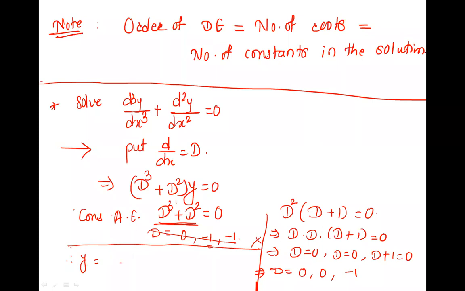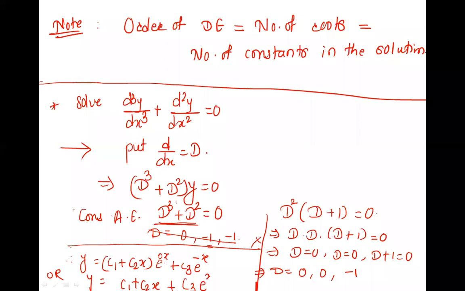Therefore, the solution is C1 plus C2x into e raised to 0x. E raised to 0x is 1, no need to write. If you are writing, okay. If you don't write, okay. Plus C3 e raised to minus x. Yes, you can also write like this: C1 plus C2x e raised to 0x because the value is 1, plus C3 e raised to minus x. This is the solution.